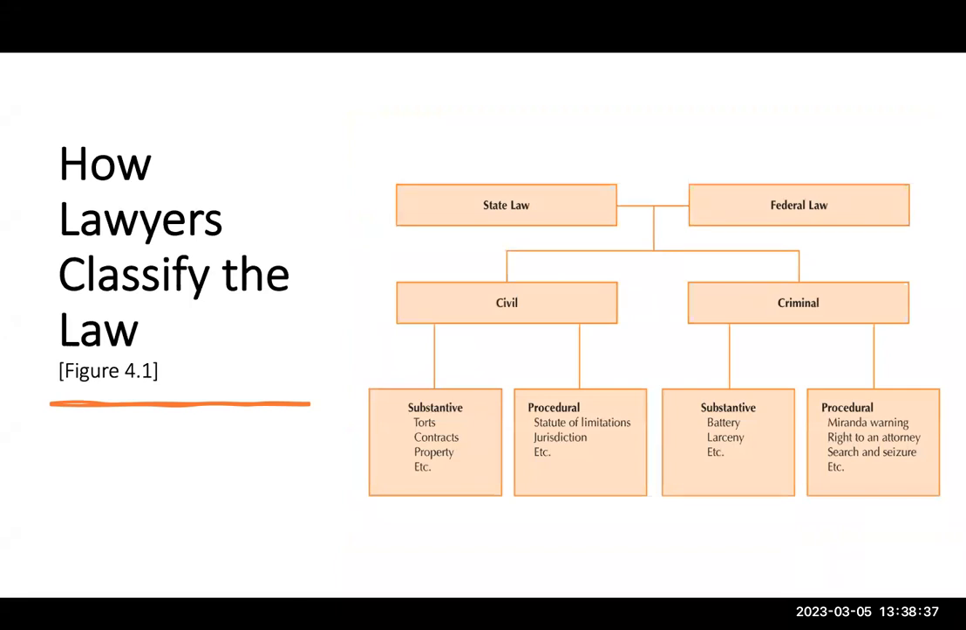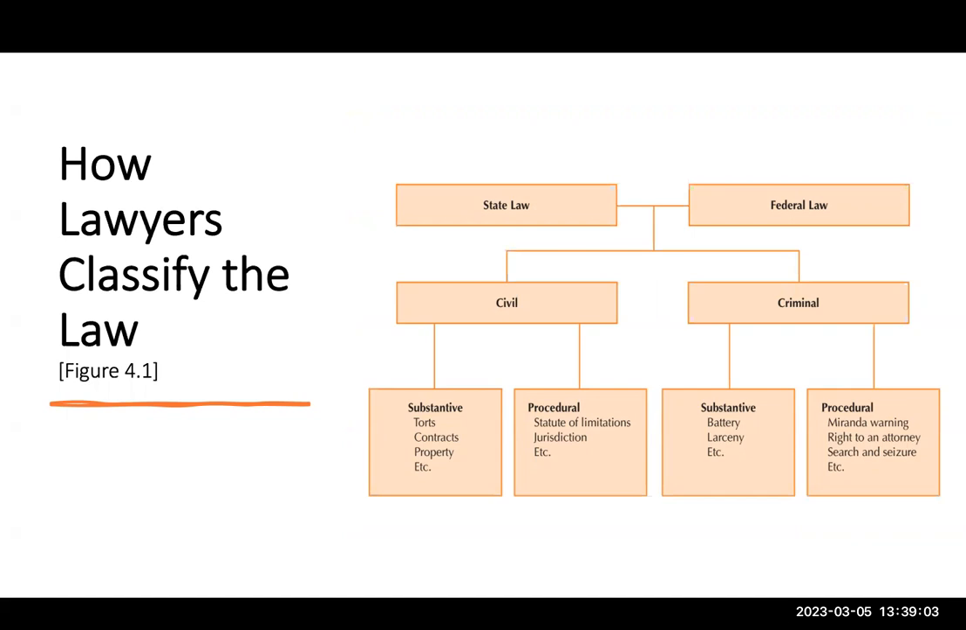This slide comes from the textbook, figure 4.1, and shows how the classifications can be further broken down. You'll see on the left-hand side, state law, the right-hand side, federal law. Under both categories, we have both civil and criminal law. And within each category of civil and criminal law, we have both substantive and procedural aspects.